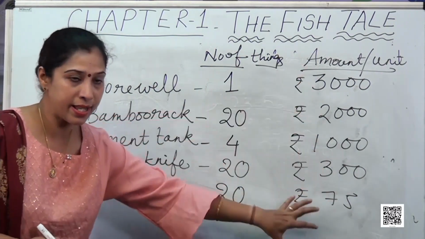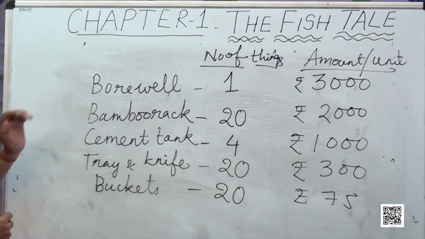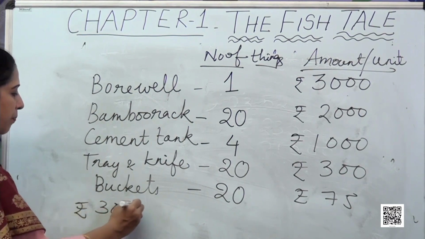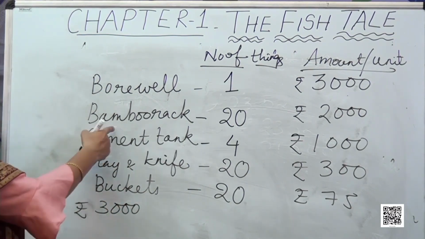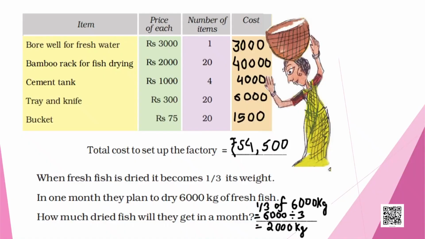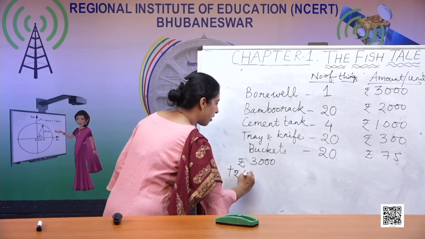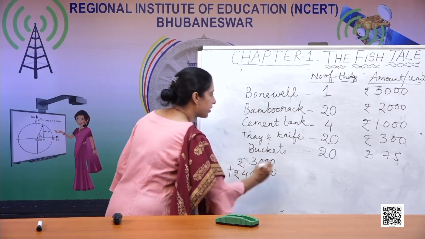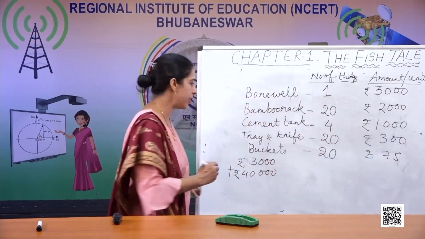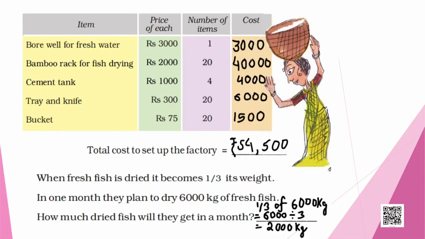So let's calculate. For the borewell, they need 3,000 rupees. And there are 20 bamboo racks, so 20 into 2,000 is equal to rupees 40,000. Then the cement tank, they need 4,000 rupees each, so rupees 4,000.